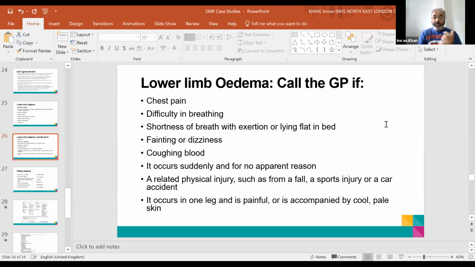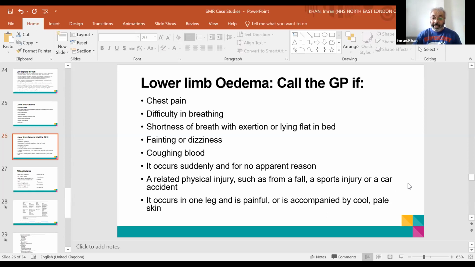What do I do? She's got chest pain. She's got difficulty in breathing, and she's got shortness of breath with exertion, or lying flat in bed. I need to talk to the doctor. If she's got fainting and dizziness with lower limb edema, I need to talk to the doctor. Coughing up blood, I mean, that's common sense. If it just suddenly happened for no apparent reason, I need to speak to the doctor, right? If she's had an injury, I need to speak to the doctor.